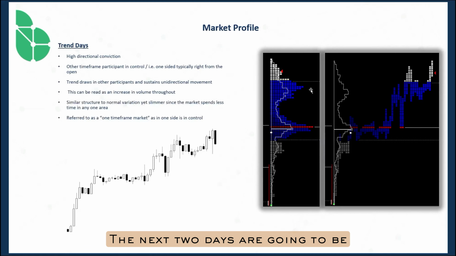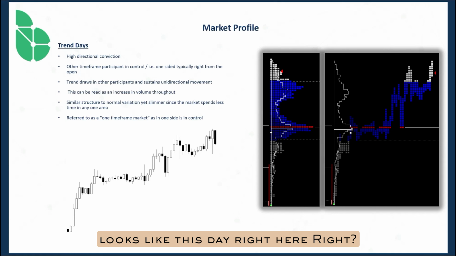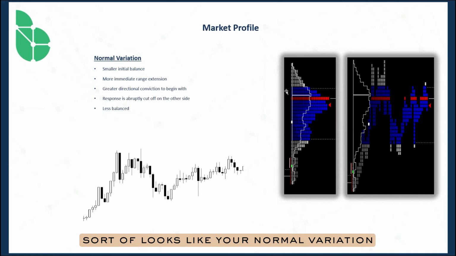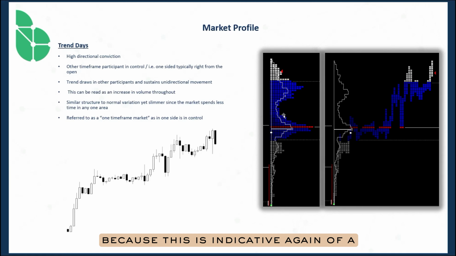The next two days are going to be your trending days, or trend day types. Again, these have high directional conviction. Your trend day looks like your normal, it sort of looks like this day right here. It sort of looks like your normal variation, but again, it's a little bit thinner. The market spent a little bit less time in between, because this is indicative of a more fast-moving trend.